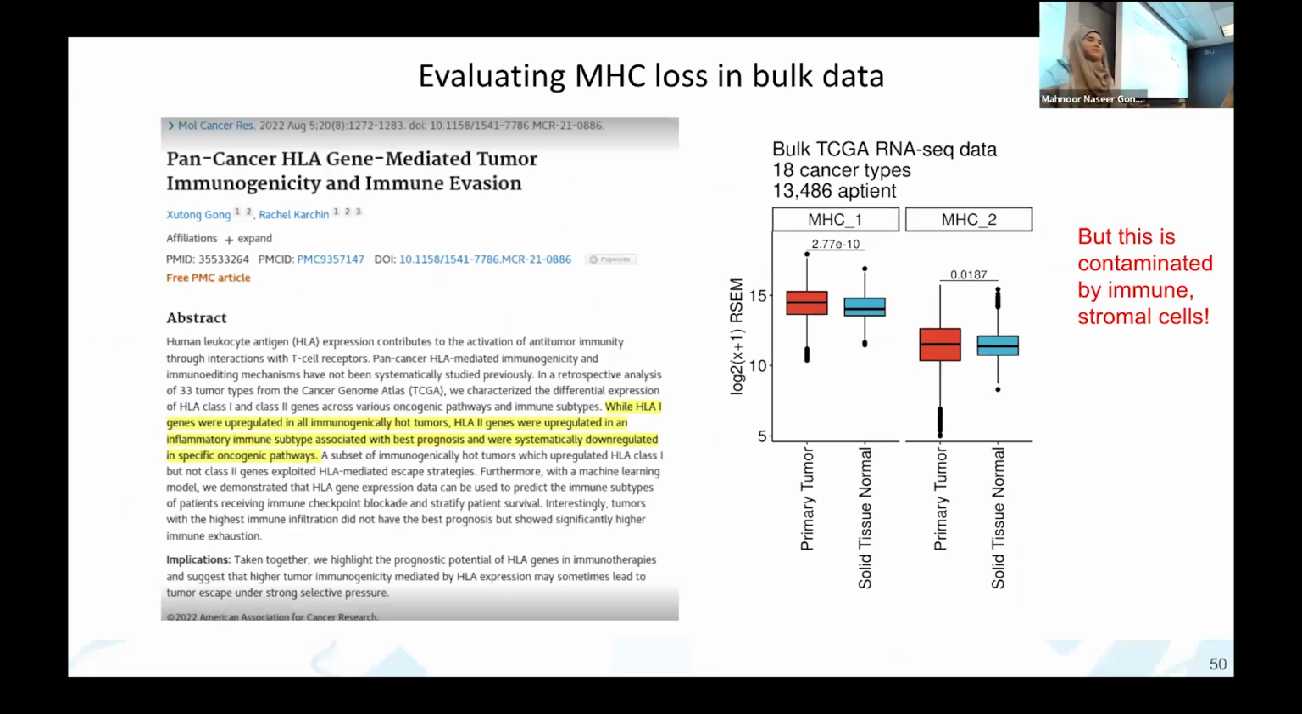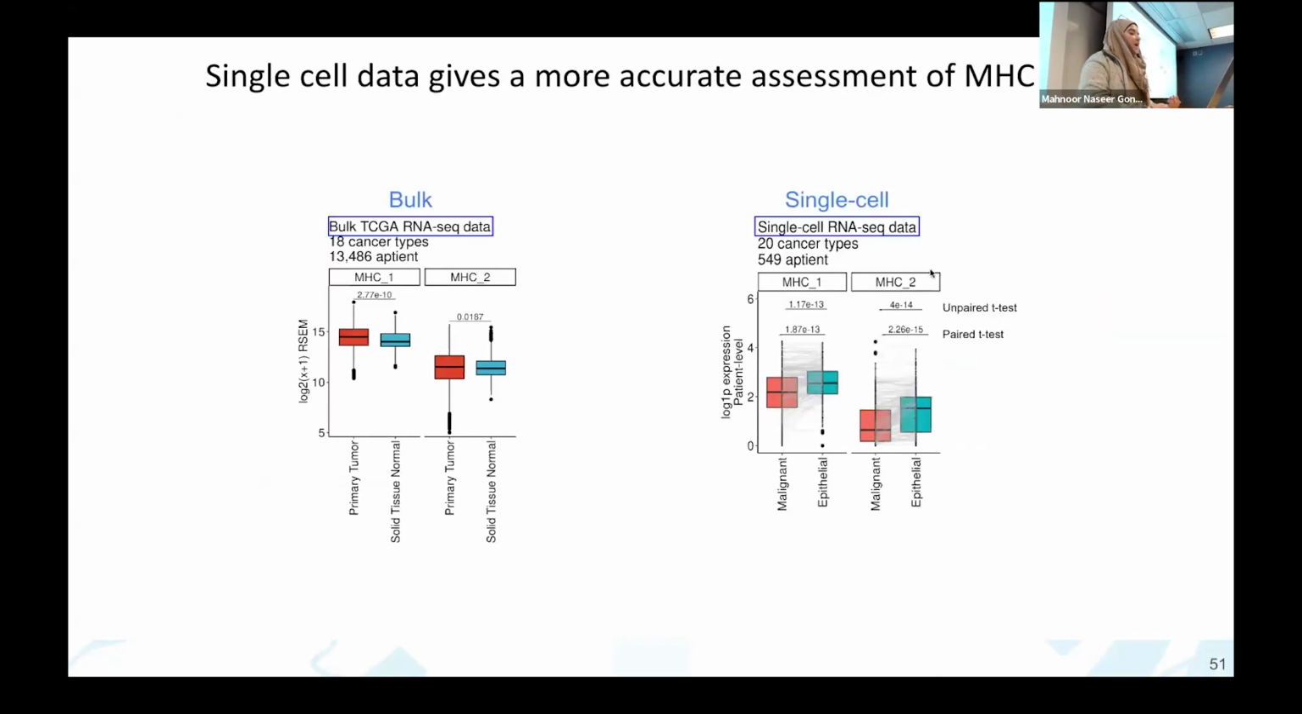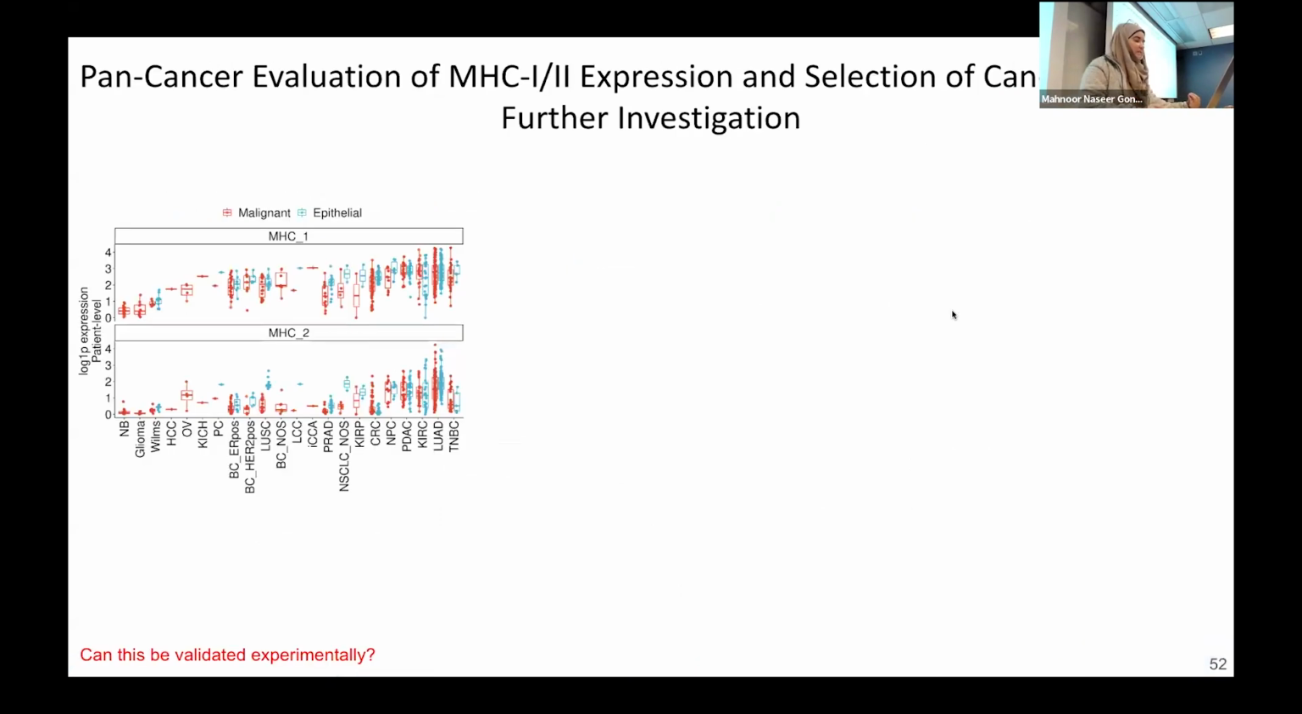Okay, so this is an argument of why we need single cell data. If we just look at the bulk TCGA data, we don't see a difference between MHC class 1 and MHC class 2 between tumor and normal, which means that bulk is highly contaminated. We cannot answer our questions using bulk data. In comparison, in single cell, we see a much clearer repression in malignant cells for MHC class 1 and class 2, both by paired and unpaired analysis. So this gives us confidence that we need to use single cell data for this.